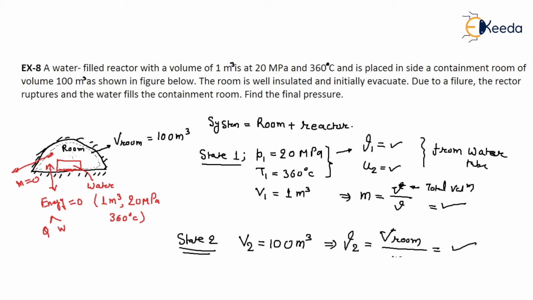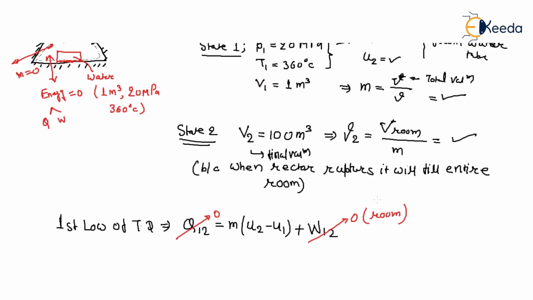So this is a fully insulated, well insulated room, and initially the pressure is P1, temperature T1 and volume V1. According to the table, we can easily find the specific volume or u1, and also find the mass of the system. Once you find the mass, since it is a closed system, the mass will be fixed. This is also m1 and m2. So we know that when the reactor ruptures, it will fill the entire room. So what is the final volume? This is your final volume, that is equal to the room volume. So what is the specific volume? Apply your first law. There is no heat transfer, there is no work transfer. So what is the initial internal energy? Same as the final internal energy.